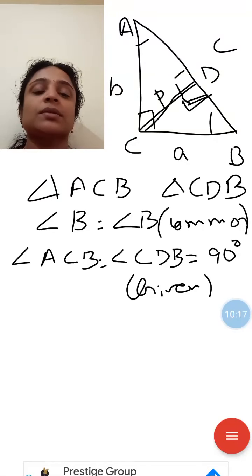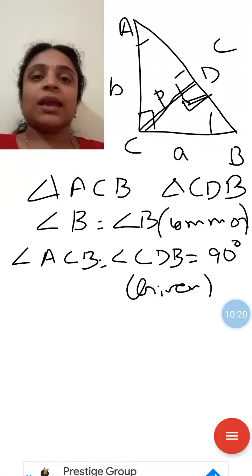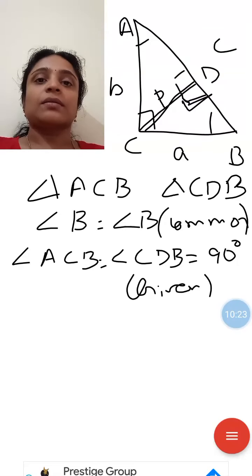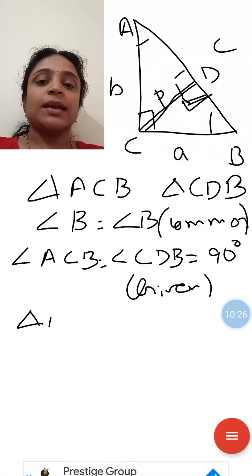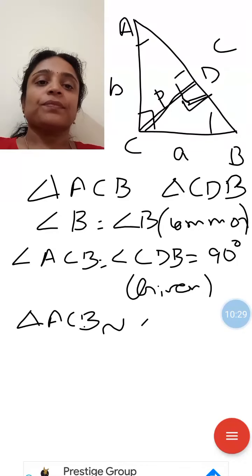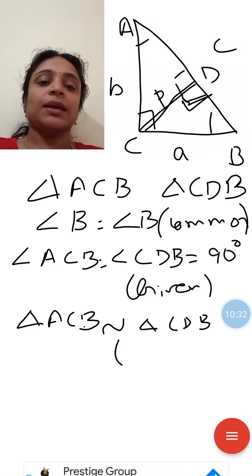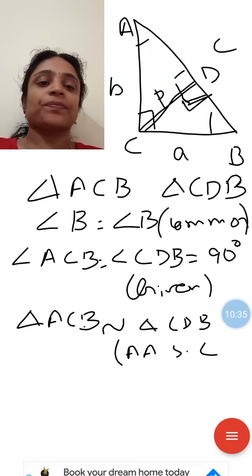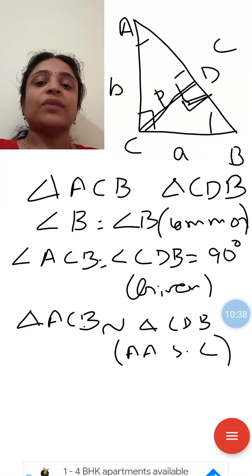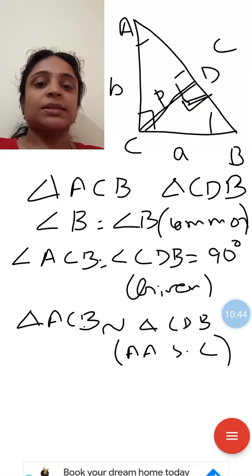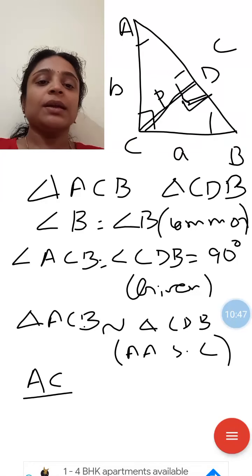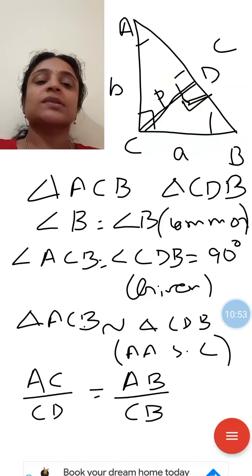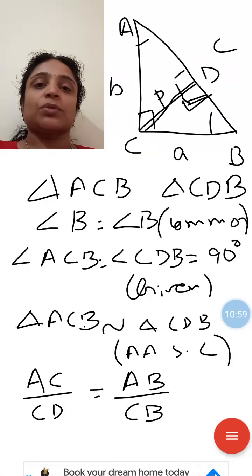So this is given. Now we have AA criteria, that is two angles are equal. So triangle ACB is similar to triangle CDB by AA similarity criteria. Okay, so we have proved that triangle ACB is similar to triangle CDB. Now, by basic proportionality theorem, AC by CD equal to AB by CB. The ratio of the corresponding sides are equal. So, AC by CD equal to AB by CB.